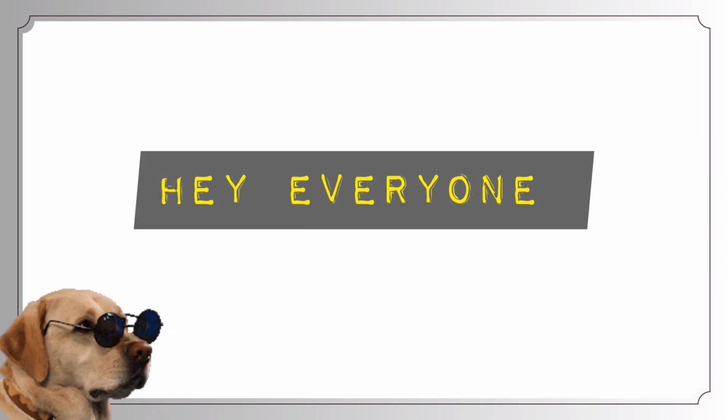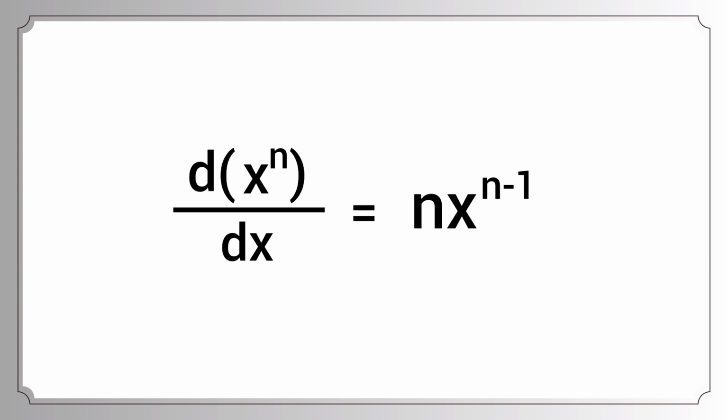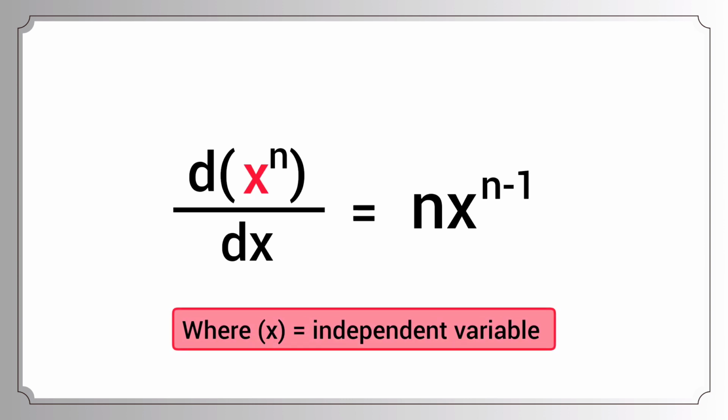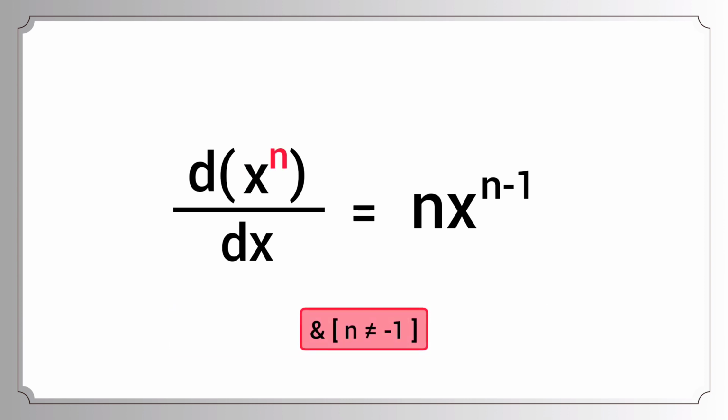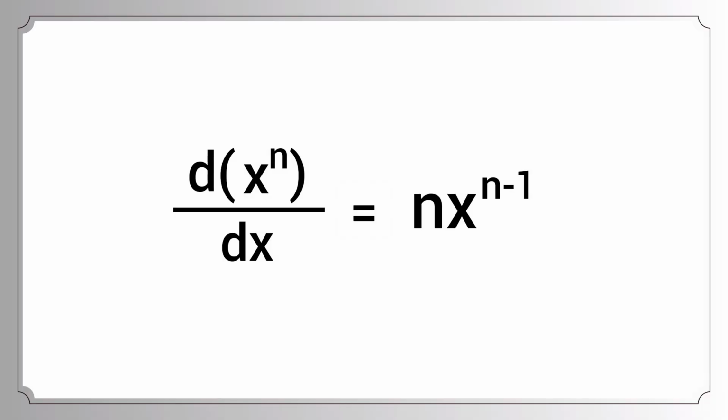Hey everyone! In this video, we will discuss the derivative of the function x to the power n, where x is the independent variable and n is any integer except -1. Let us start by understanding how the function x to the power n works when n is positive.